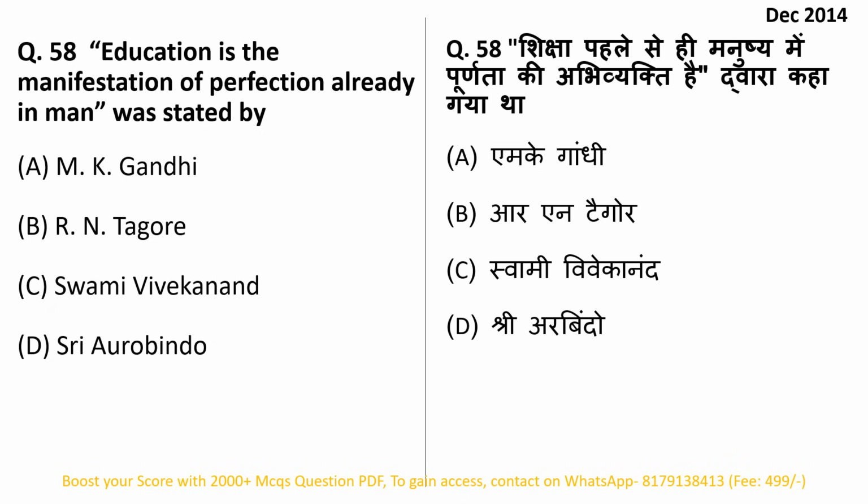Education is the manifestation of perfection already in man. These were the lines, and the question is asking who stated these lines. The options are M.K. Gandhi, R.N. Tagore, Swami Vivekanand, or Sri Aurobindo. The right answer is option C, Swami Vivekanand.